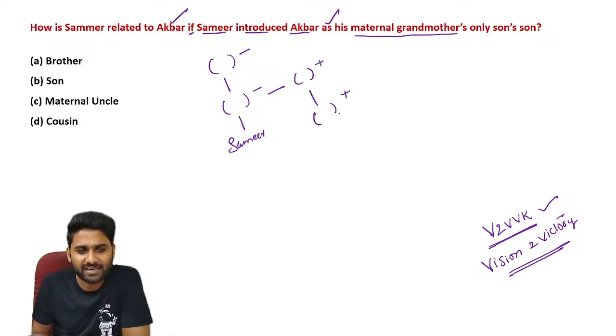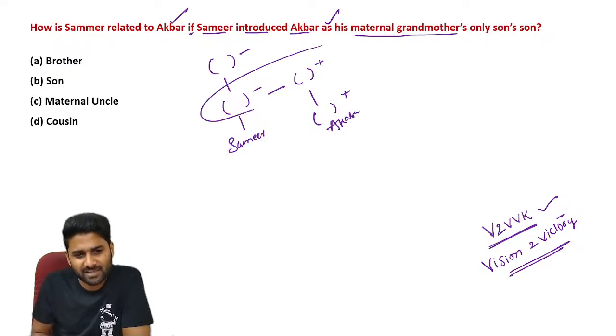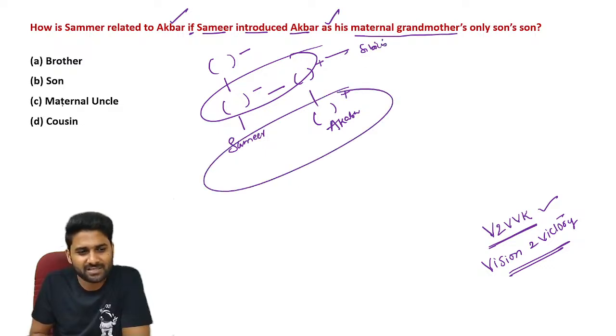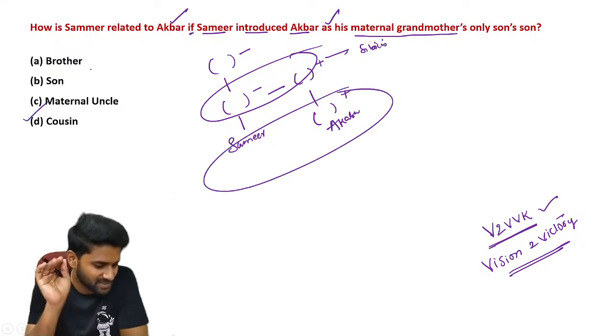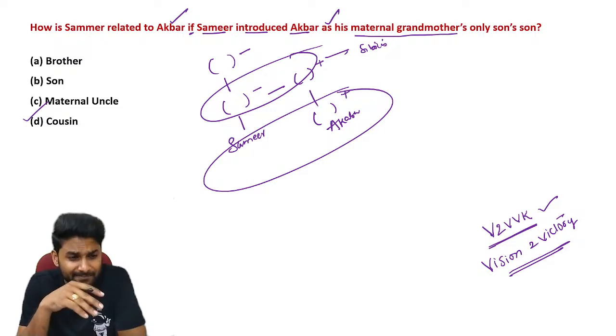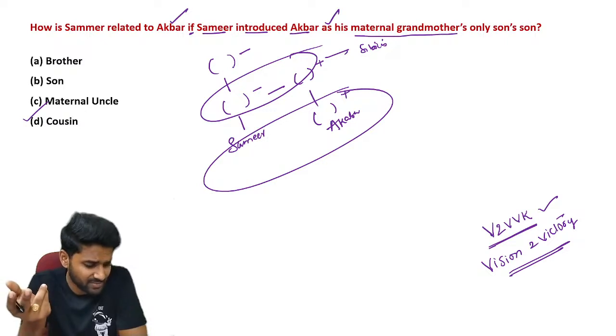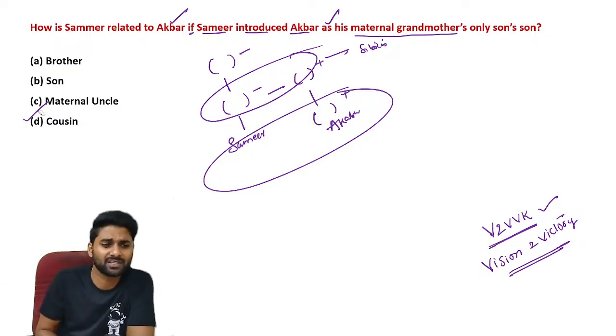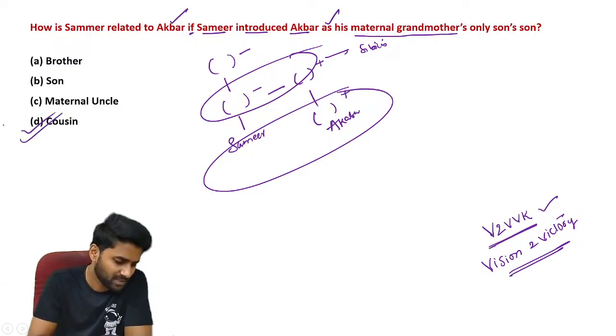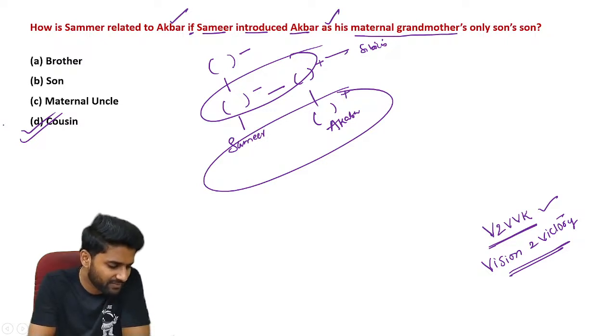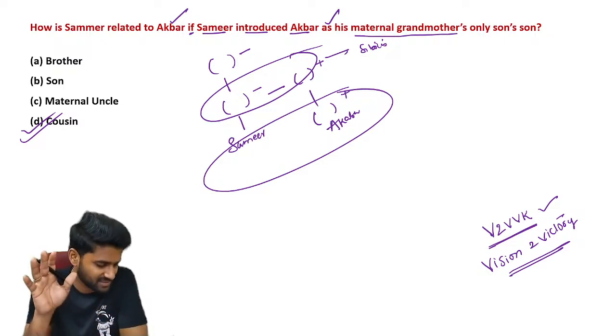Only son is Akbar. So we can say that these two people are siblings, and siblings' children are cousins. So that is the relation between Akbar and Samir. How Akbar is related to Samir, or how Samir is related to Akbar, it's all about the cousins. If our parents are siblings, we are cousins. Remember this point.